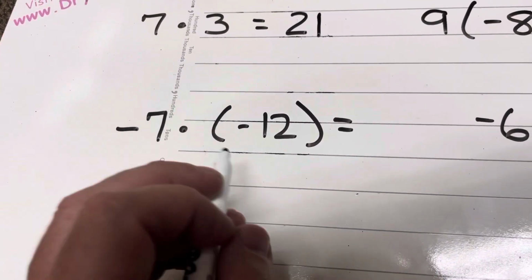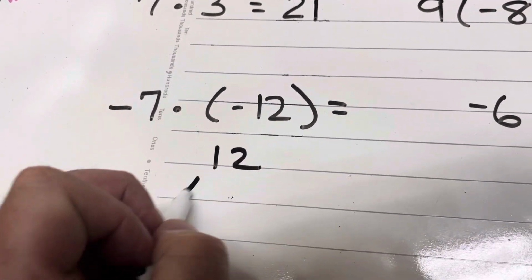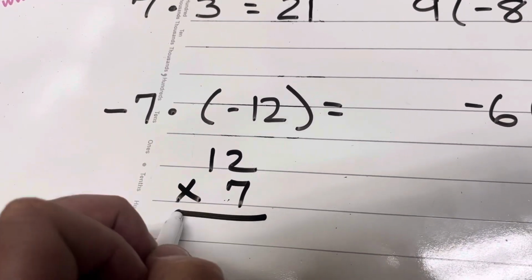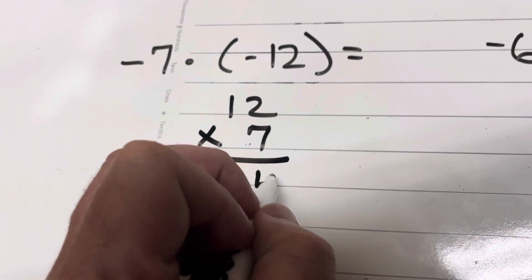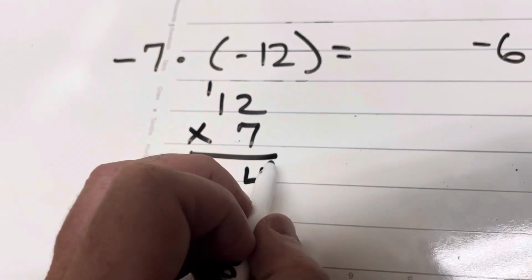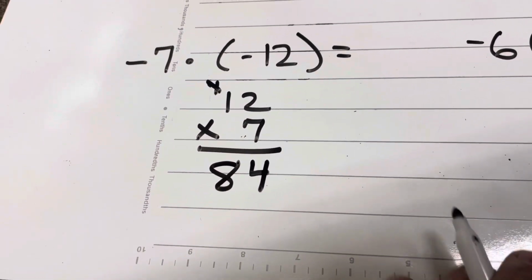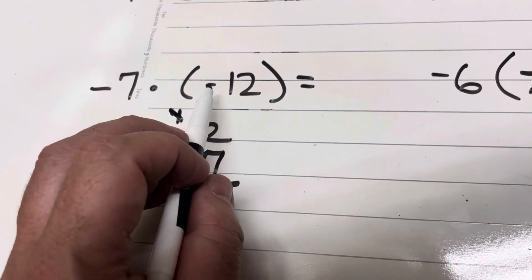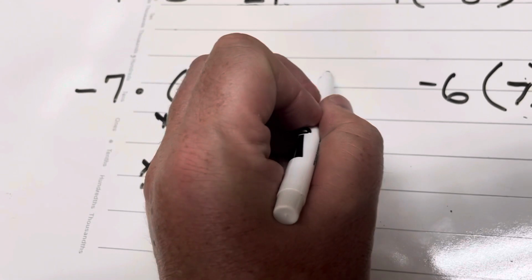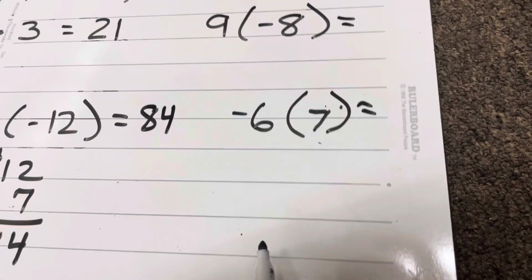Well, I just think 12 times 7. I know I can flip numbers, so this one's pretty straightforward. If you don't know your 12's mental math, you just do a little scratch work. 12 times 7. 7 times 2 is 14. Put the 4 down, carry the 1. 7 times 1 is 7, plus 1 is 8. You get 84. When it's a negative times a negative, it's going to be a positive answer. So this is going to be a positive 84.